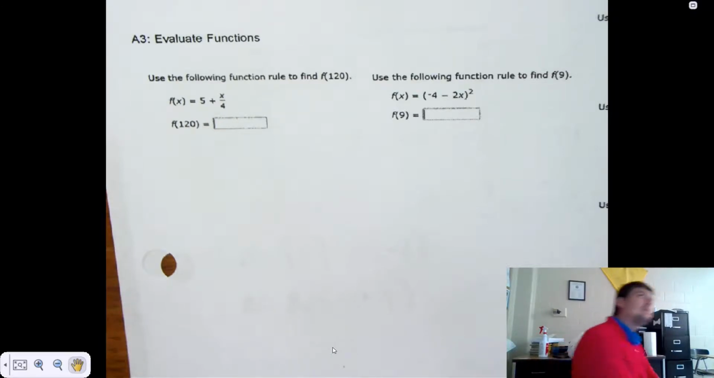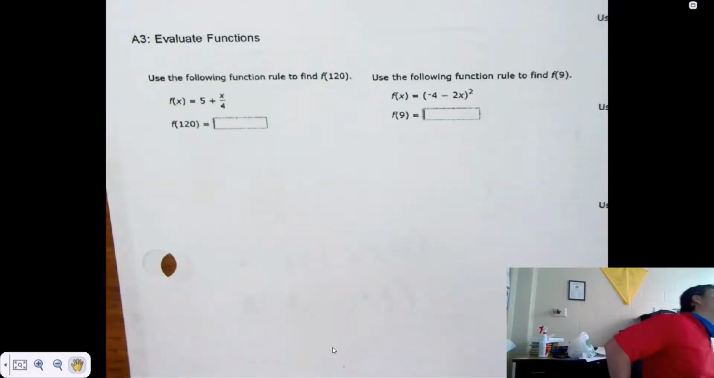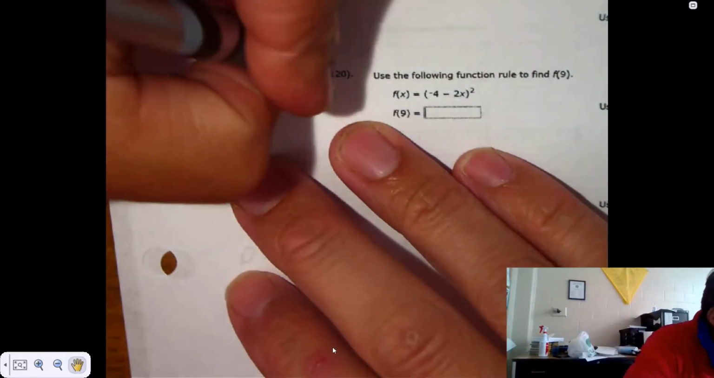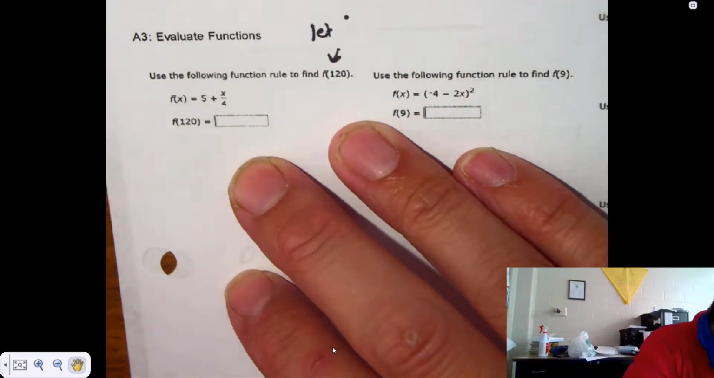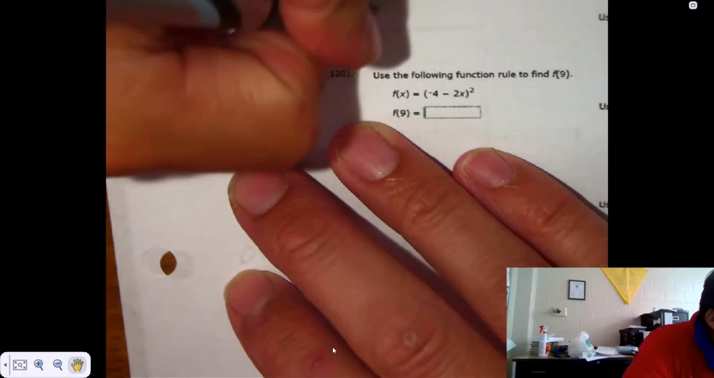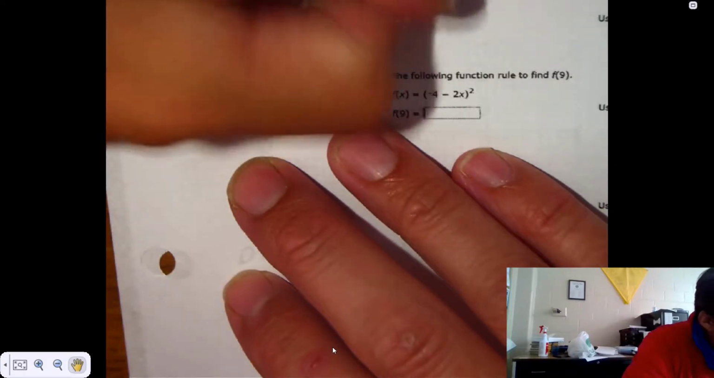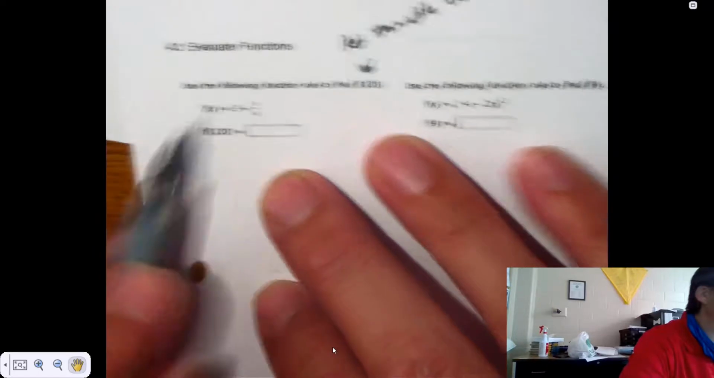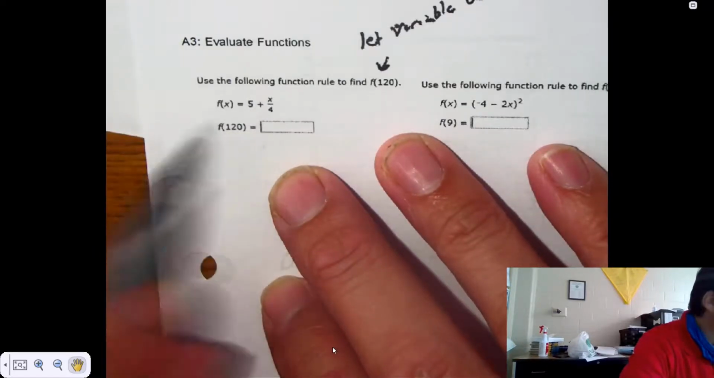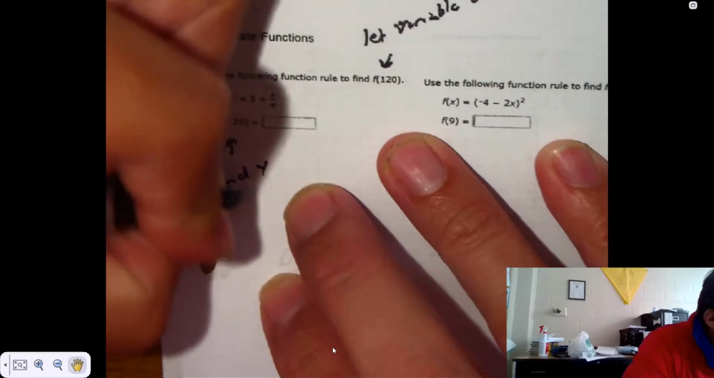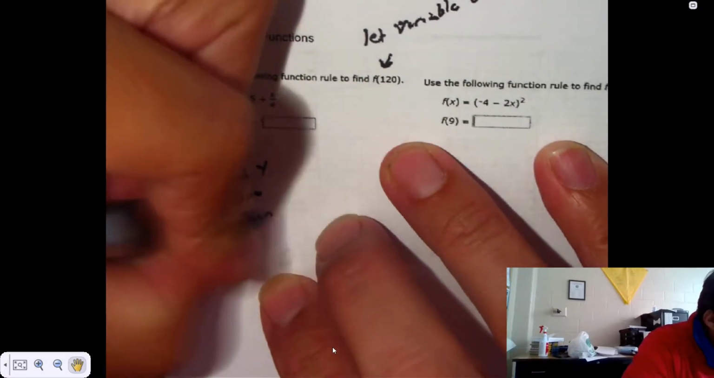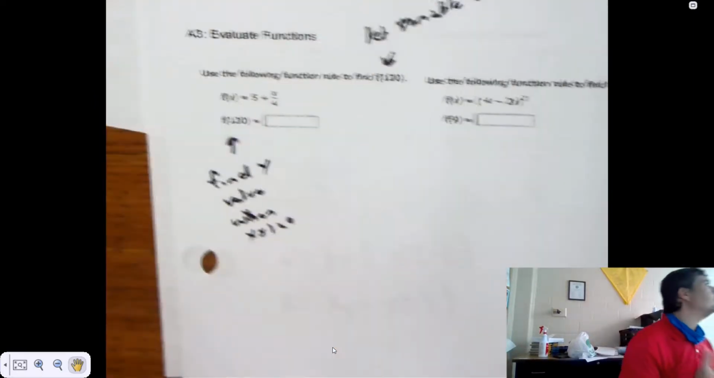Use the following function rule to find f of 120. Can somebody tell me what that means I do? What you got, Brenton? Plug it in for x. Okay. This means let x, or let's say the variable, they're not always x, be 120. And f of 120 means find the y value when x is 120. That's all you're doing. You're just plugging in a number.